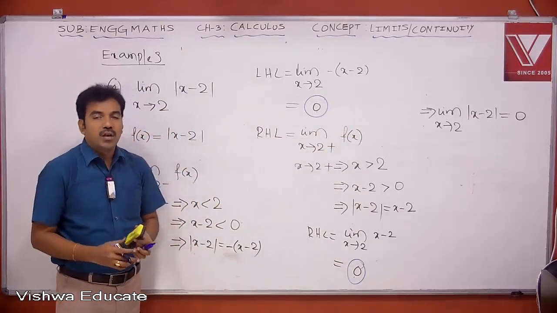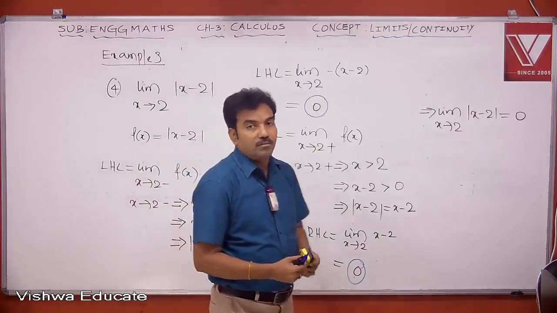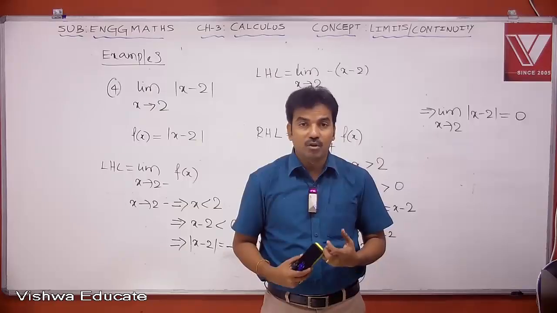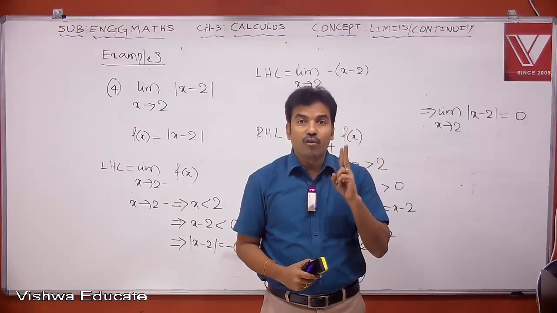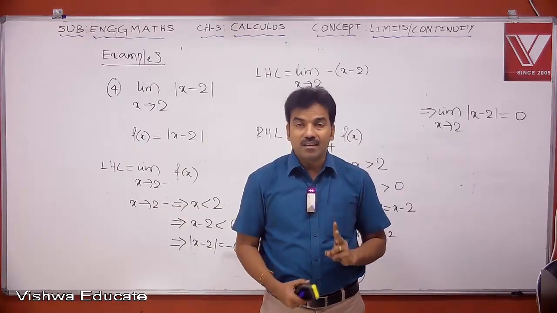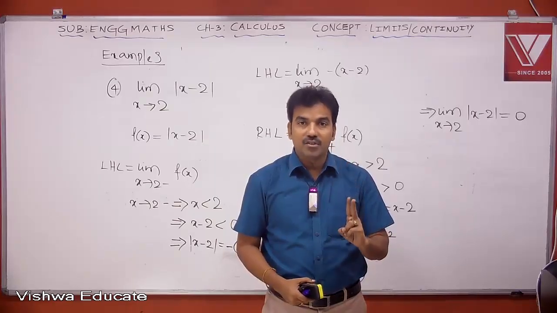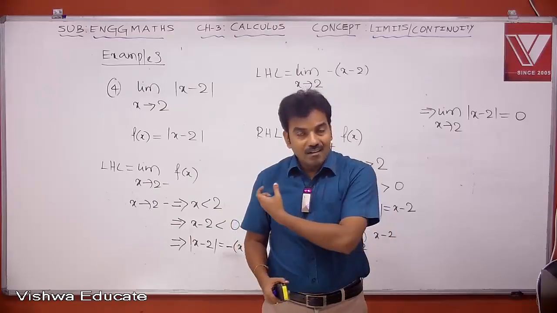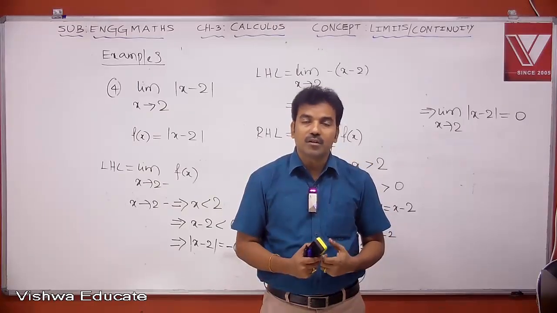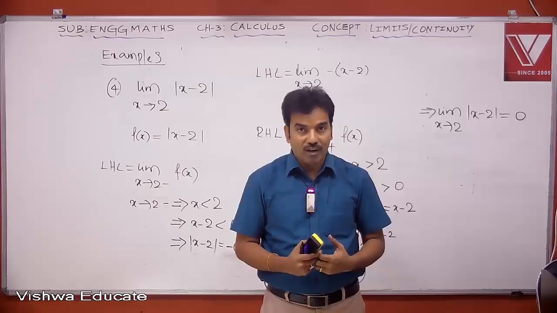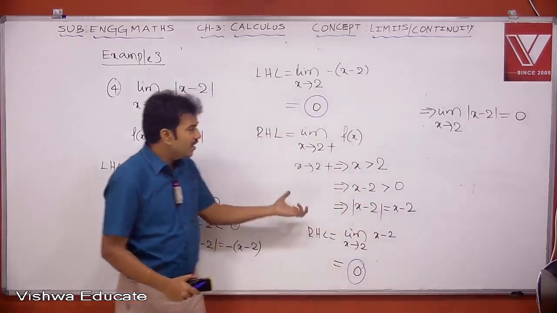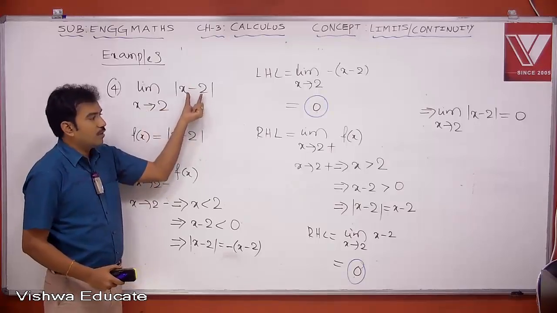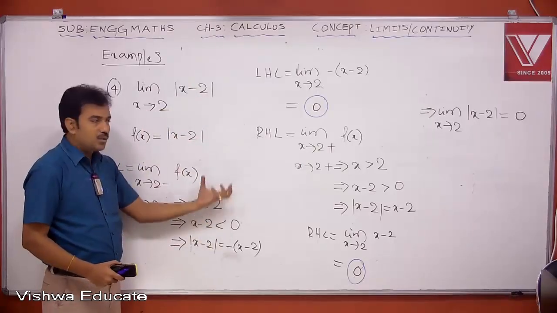Even though the function takes multiple forms because of this modulus, LHL and RHL are both finite numbers and both are 0, equal. Therefore, the conclusion is: whenever the function takes multiple forms or contains modulus, better to evaluate both LHL and RHL. In the first case, the function has two forms and the limit does not exist. In the second case, the function has two forms but the limit exists. In the third example, the function contains modulus and the limit does not exist. In the recent example, even though the function contains modulus, the limit value is finite. Okay, note down this. You need not calculate it entirely, just note down that the limit as x tends to 2 of modulus of x minus 2 is 0. The calculations you already understood, right?